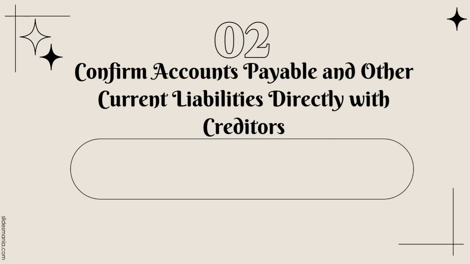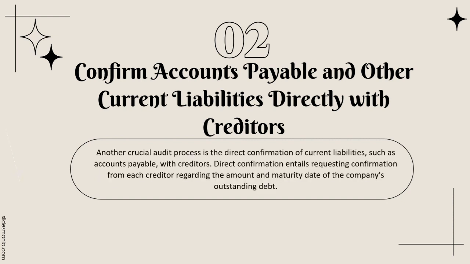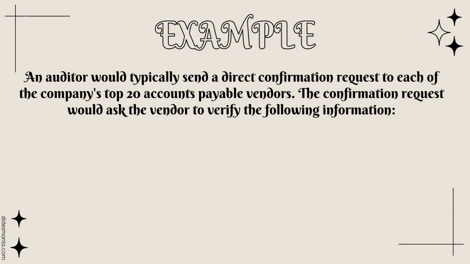Confirm accounts payable and other current liabilities directly with creditors. Another crucial audit process is the direct confirmation of current liabilities, such as accounts payable, with creditors. Direct confirmation entails requesting confirmation from each creditor regarding the amount and maturity date of the company's outstanding debt. Example: an auditor would typically send a direct confirmation request to each of the company's top 20 accounts payable vendors.